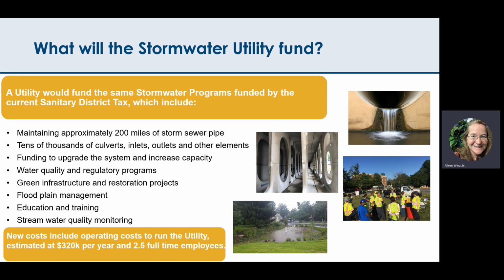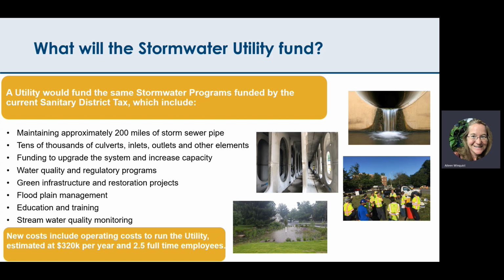What does the stormwater utility fund? A utility would fund the same programs that are funded by the sanitary district tax, which include maintenance of approximately 200 miles of storm sewer pipe, tens of thousands of culverts, inlets, outlets, and other infrastructure elements, funding to upgrade the system and increase capacity, water quality and regulatory programs, which are mandated by a permit from the state of Virginia, green infrastructure and environmental restoration projects, floodplain management, education and training, and stream water quality monitoring.